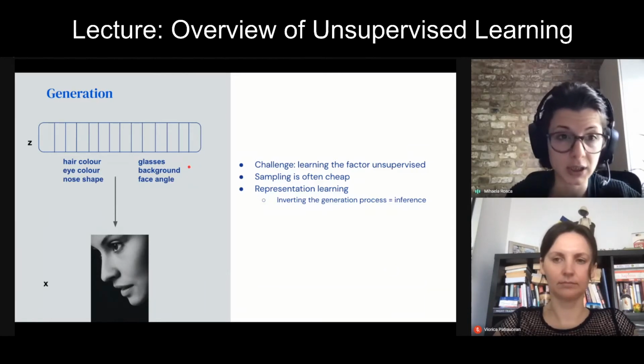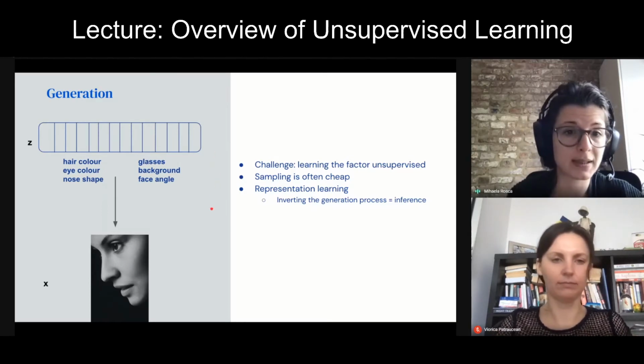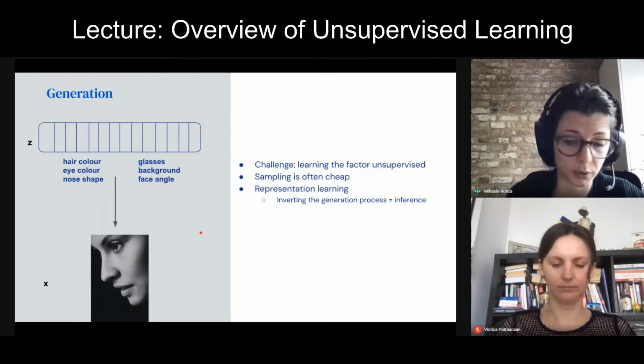And the challenge here is that, again, no one gives us these factors. We are learning everything unsupervised. So we're learning a mapping between Z and X fully unsupervised. Why would we want to do that? Well, sampling is cheap. We are going to use what's called ancestral sampling. So we sample from Z, we pass that to our transformation, and we get our data X. So if you care about sampling, this can be good.